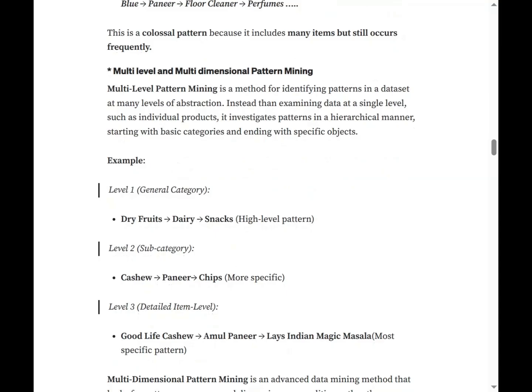So we'll be moving to multi-level and multi-dimensional patterns. Multi-level mining moves from the general view to the specific view. So instead of examining the data at a single level, such as individual products, it will be investigating the patterns in a hierarchical manner, starting with the basic category and ending with specific objects. So this is the basic category, level one: dry fruits, dairy. But the detailed item level is Good Life cashew, Amul paneer, Lay's India's Magic Masala. So this is the most specific pattern.